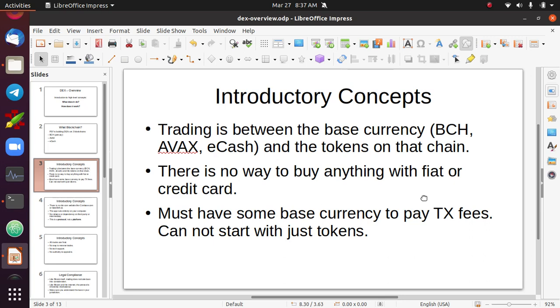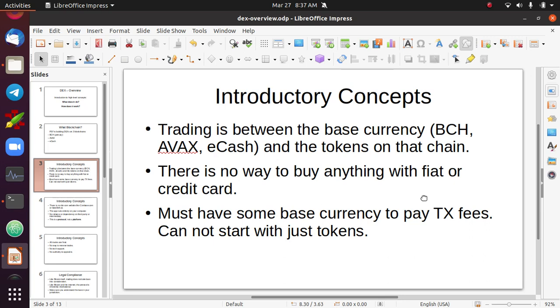Trading is between the base currency and the tokens on that chain. So in Bitcoin Cash, it's between Bitcoin Cash and the SLP tokens. In Avalanche, we are focused on the X chain, so it's between the Avalanche base currency and the tokens on the X chain, and you can move tokens across their X and P and C chains. On eCash, they also implement the SLP token specification just like Bitcoin Cash does. So again, it's between eCash and the tokens on that chain.